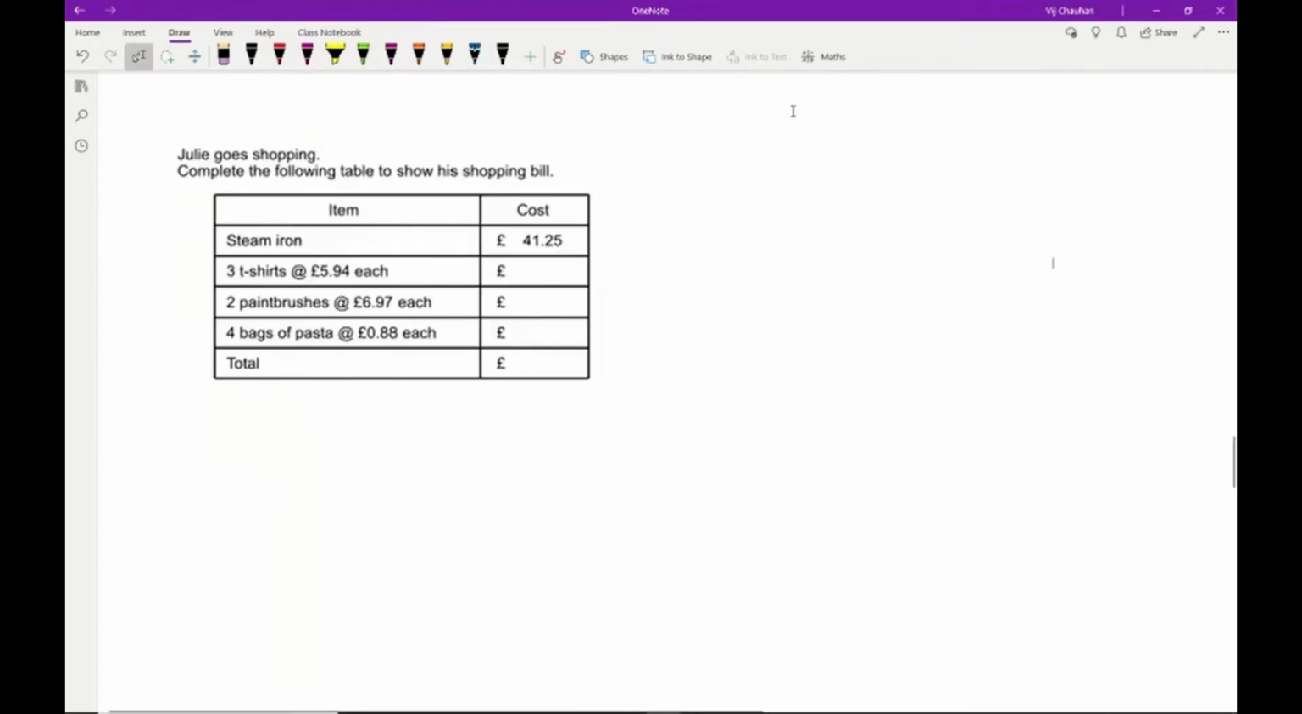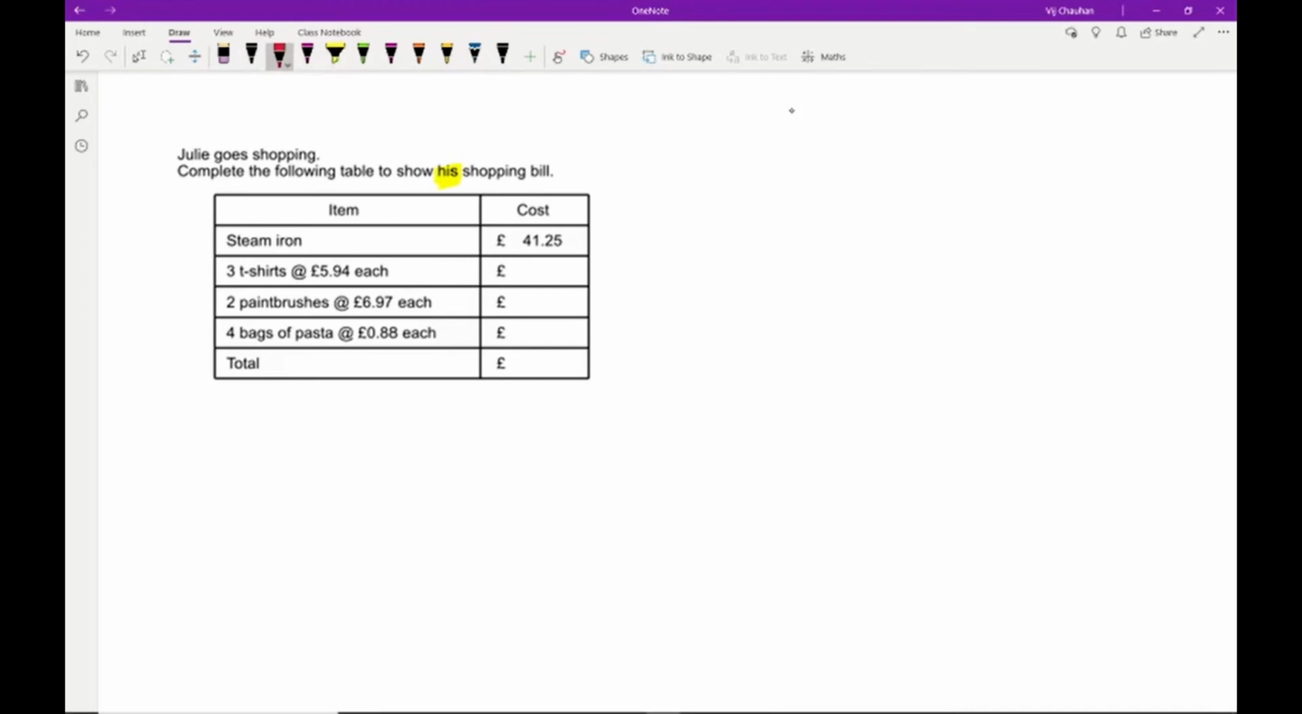So Julie's back, and they are moved away from buying apples and pears. And the first thing I notice is that this Julie is a boy. So Julie is now buying a string of other items. So what we need to now do is work out what these items are going to cost in total.